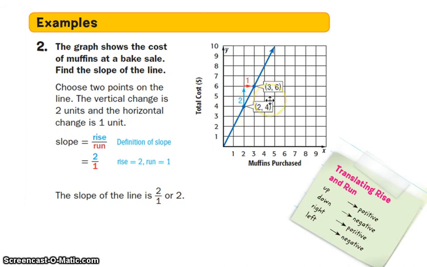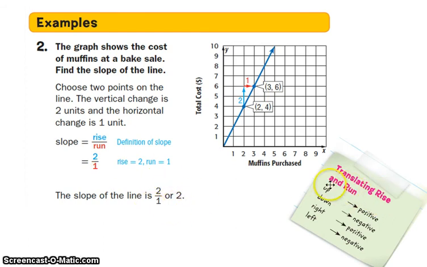So this is actually a visual picture of your rise and your run. This 2 right here is the rise, that's why they put the 2 there. Your 1 is the run. Okay, so rise over run, 2 over 1, or your slope is 2.